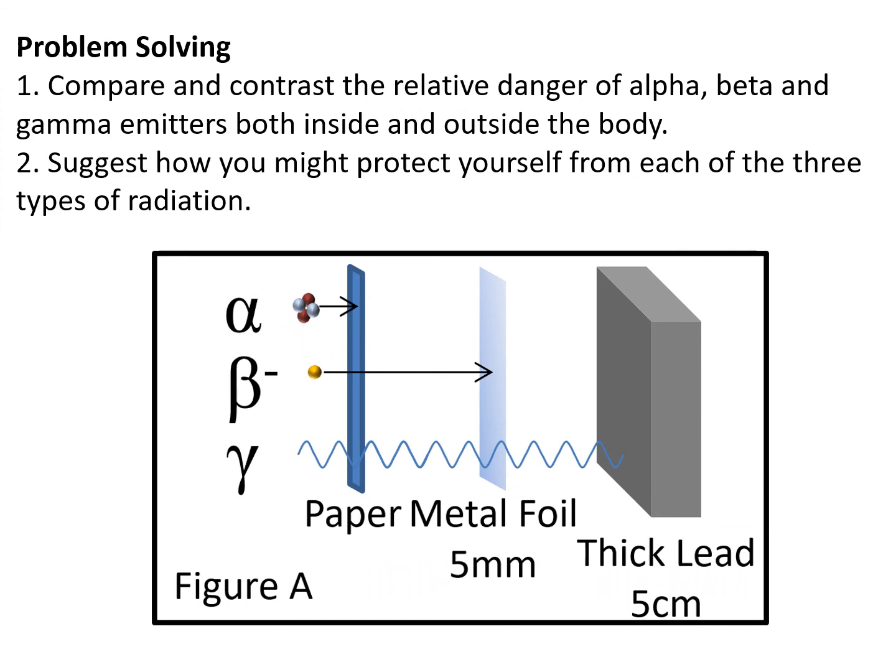Compare and contrast the relative danger of alpha, beta, and gamma emitters, both inside and outside the body. This kind of question may end up being a 6-mark question in your exam.